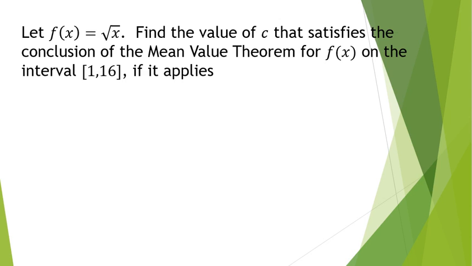So we kick it off with our first question here. f of x is equal to the square root of x. We're going to find the value of c that satisfies the conclusion of the mean value theorem for this function on the interval [1, 16], if it applies.